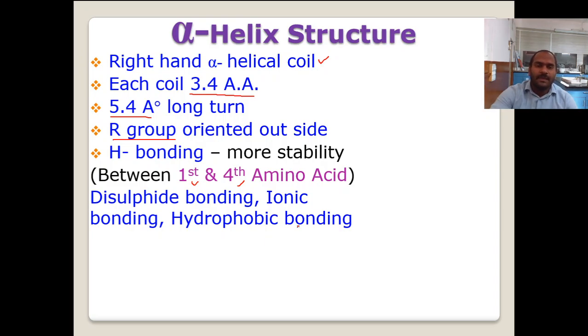So this helical structure is a right-handed alpha helical coil which has a length of 5.4 angstrom in one turn, which consists of 3.4 amino acid residues. The R group is pointed outside. And the main factor for the stability of this is the hydrogen bonding which is present between the first and the fourth amino acid.